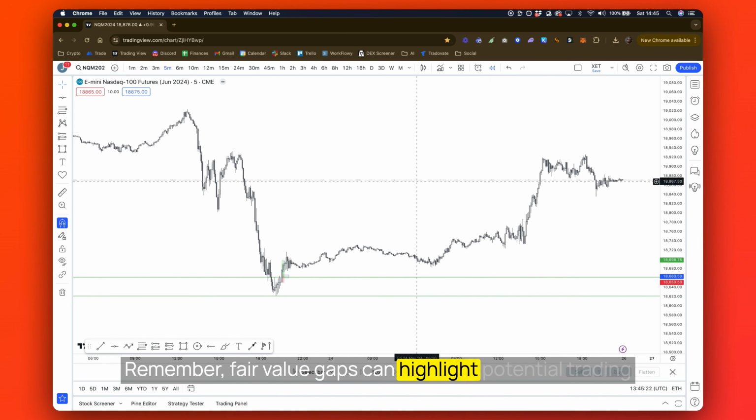Remember, fair value gaps can highlight potential trading opportunities that can be extremely lucrative, but you do have to make sure you have other confirmations and other confluence, which I'll talk about in some of my other content.